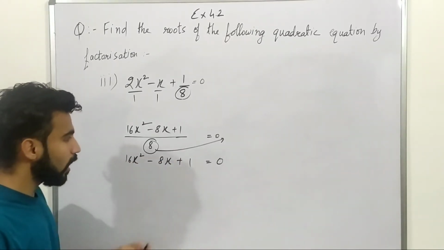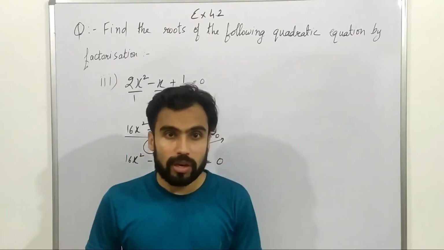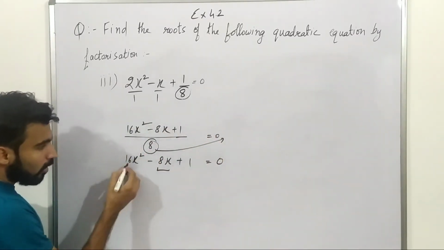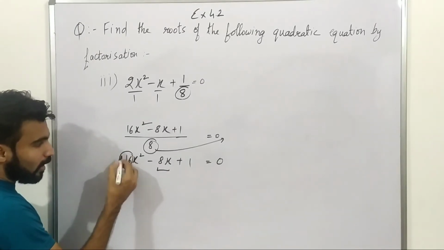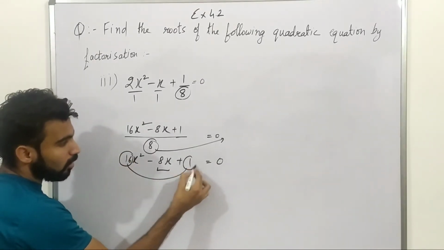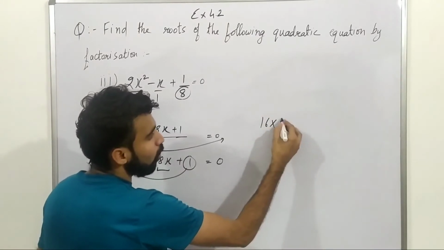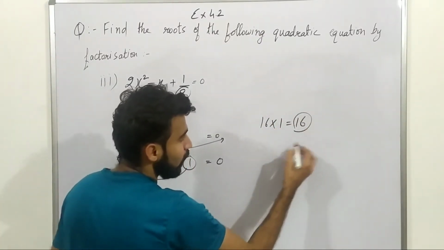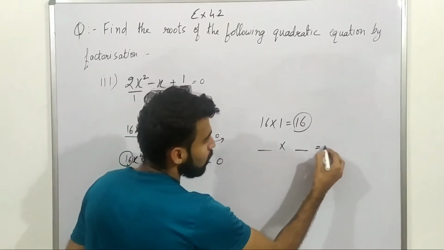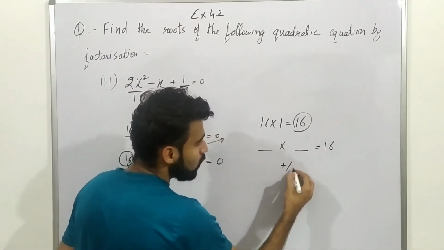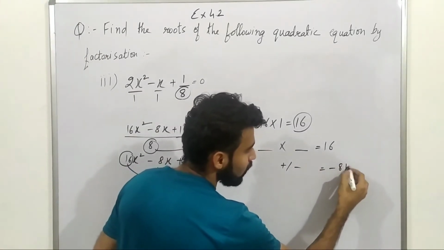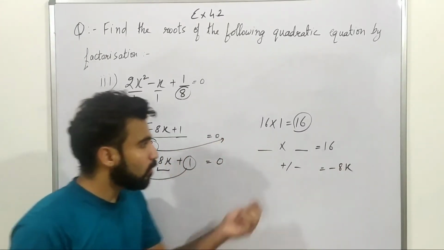Now, this is kind of a standard quadratic equation. Now, what you have to do is simply split the middle term here. And for that, you have to simply multiply this 16 with this constant term 1. So you can see 16 cross 1 is simply 16. So you have to break this 16 into two numbers so that the multiplication is 16, but the addition or subtraction should be this middle term, that is minus 8x.